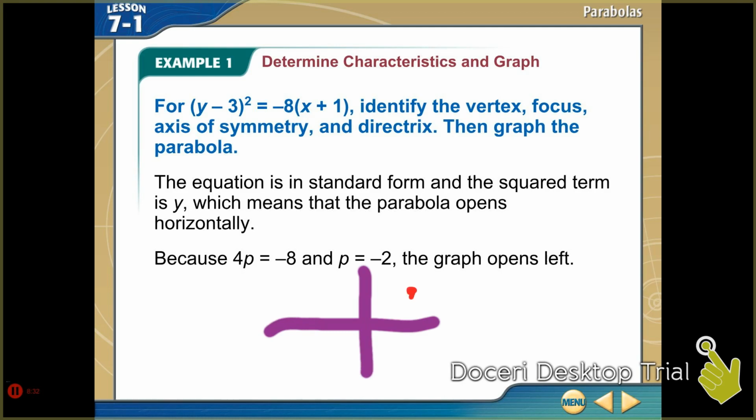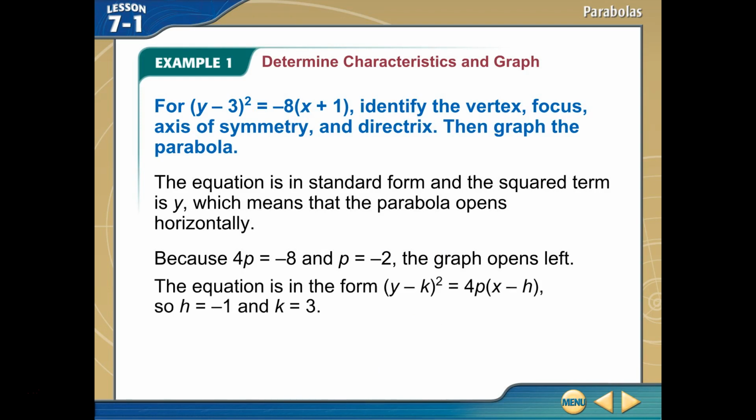Some vertex, sorry, and then when I add P, it actually takes me that way. So my focus is over there, my directrix is somewhere over here, and that's where I'm going to get it opening up to the left. All right. There's my values for H and K, right?